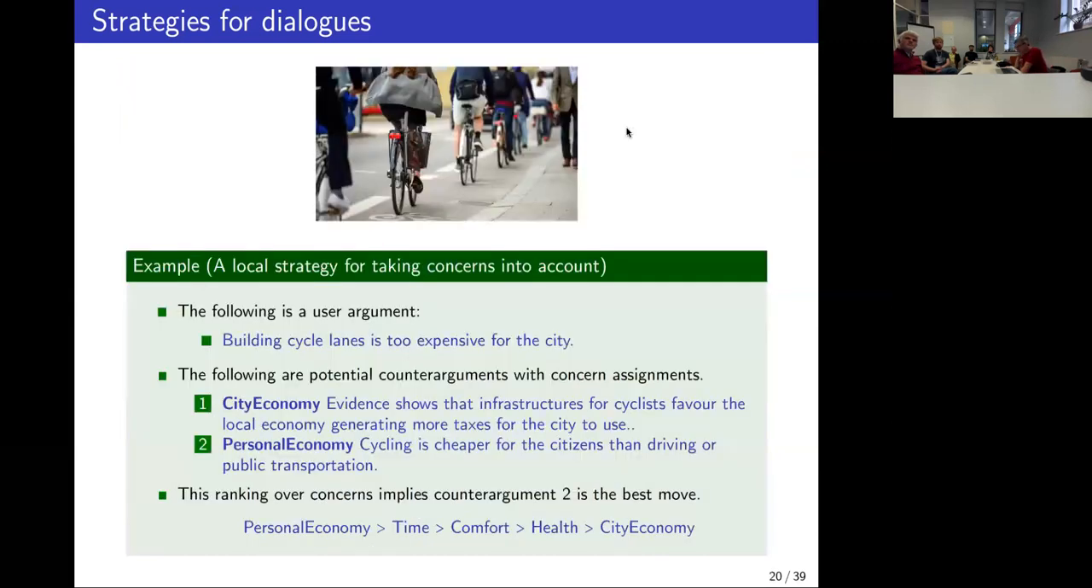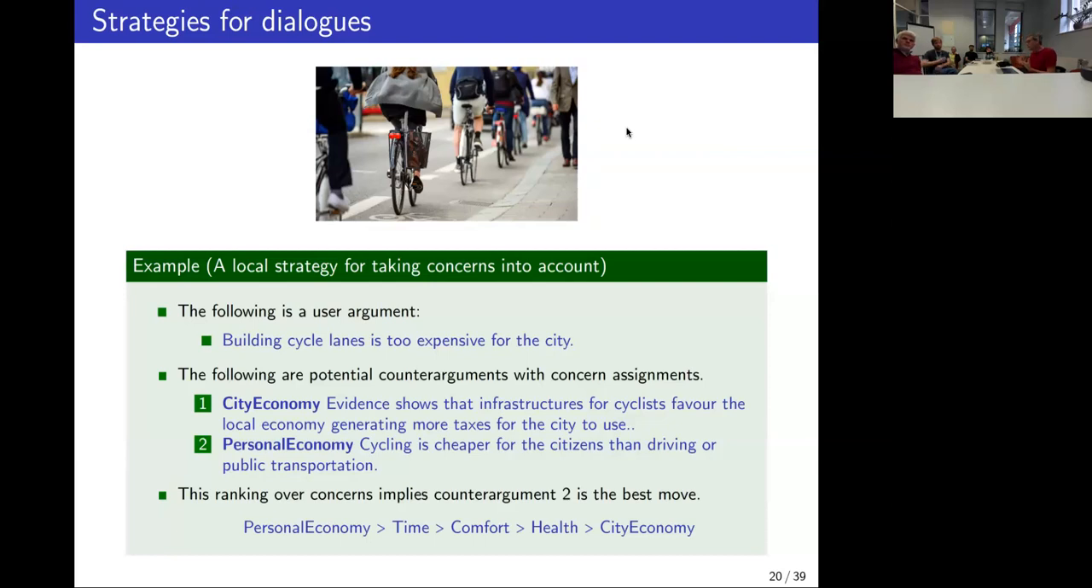So the local strategy gives a little bit more depth to the idea of concerns. Supposing the first bullet point has an argument, and the user is given the argument. This is for a situation where we're trying to persuade the user to cycle to work. The user might say, building cycle lanes is too expensive for the city. And supposing you as a chatbot have just got 2 arguments. One is, evidence shows infrastructure for cyclists favours the local economy, generating more taxes for the city to use. And the other is, cycling is cheaper for citizens than driving or public transportation.